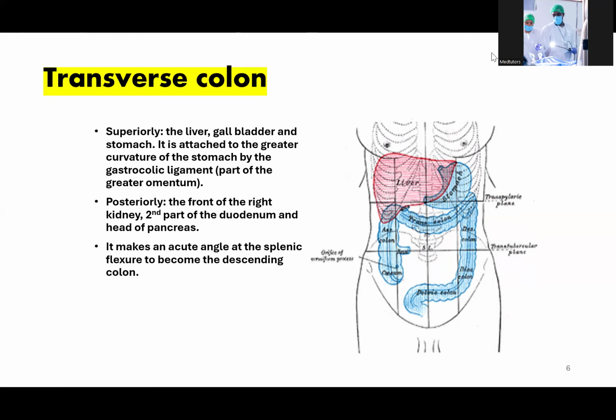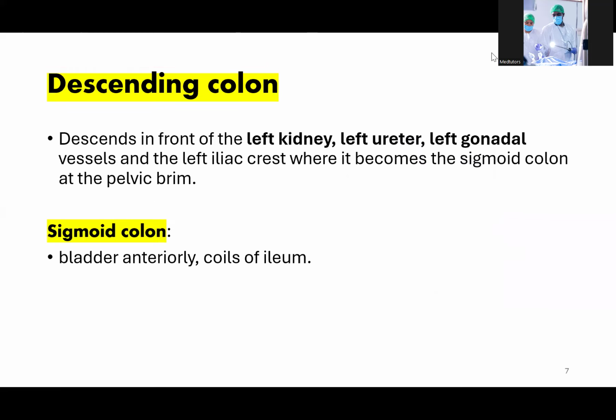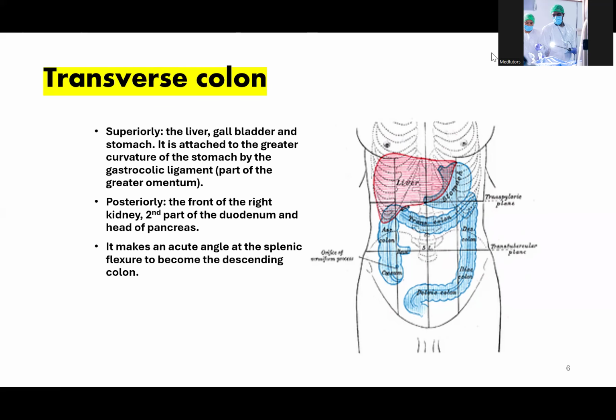Notably, you should know the right ureter and the right gonadal vessels that are injured in right hemicolectomy. And of course, if you start mobilizing the transverse colon, you just see the bulb of the, what do you call it? The second part of the duodenum there. So those are the three important structures that are injured in right hemicolectomy: the right ureter, the right gonadal vessels, and the second part of the duodenum.